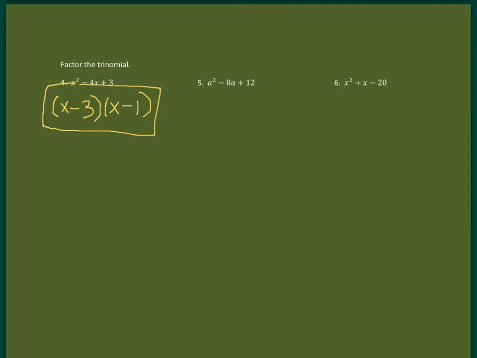Hopefully you paused it and tried these. So if I look at this one, a is 1, c is 12, b is negative 8. What multiplies to positive 12 and adds to negative 8? 12 and 1, nope, that'd be negative 13. Negative 4, negative 3, that's negative 7. How about negative 6 and negative 2? There we go.